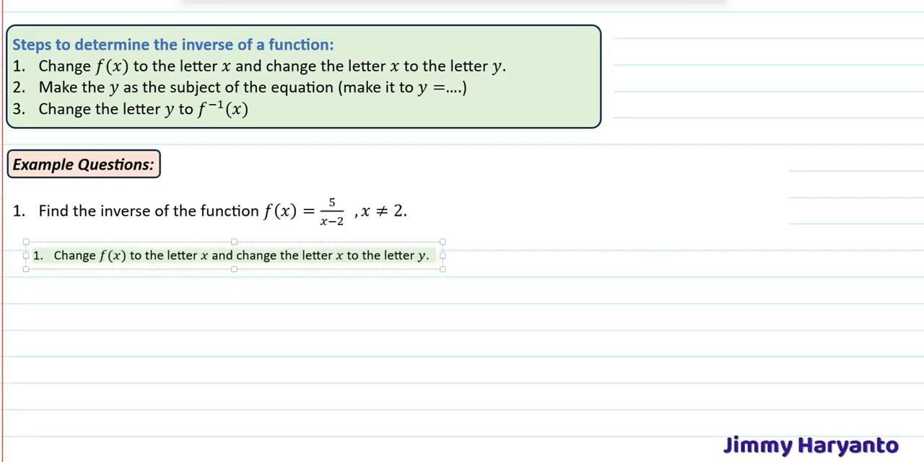The question says change the f(x) to the letter x and change the letter x to the letter y. Okay, so it's a little bit confusing. So we have f(x) equals 5 over (x - 2).